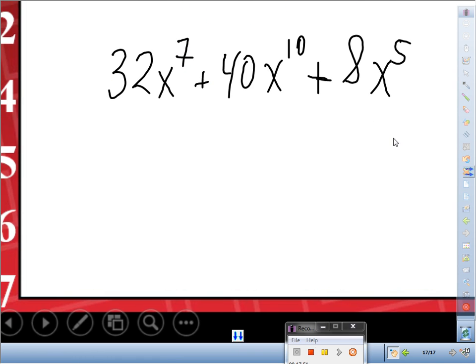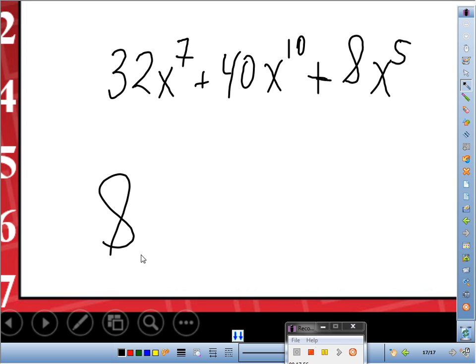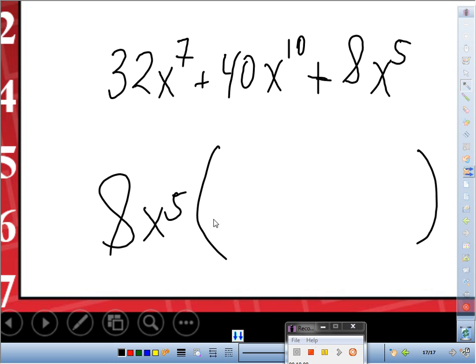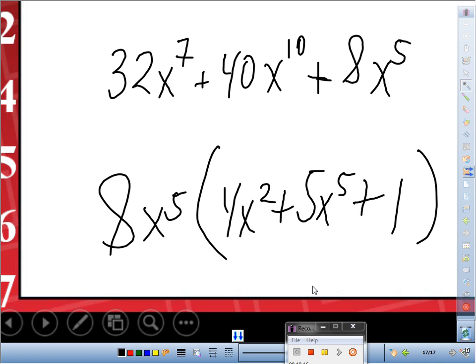What would be our GCF? First of all, what number divides into each number? The biggest number is 8. Okay? And what is the smallest variable? X to the 5th, that would be our GCF. Everybody got it? And then from there you just do your division. This becomes 4x squared, this becomes 5x to the 5th, and this becomes 1. So far so good?